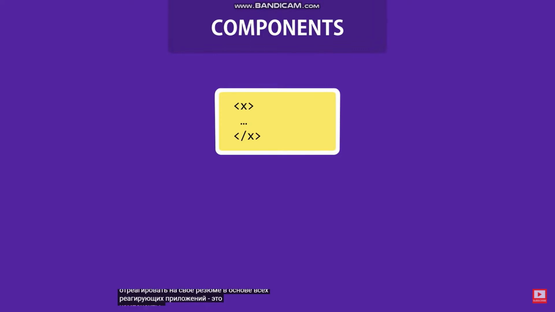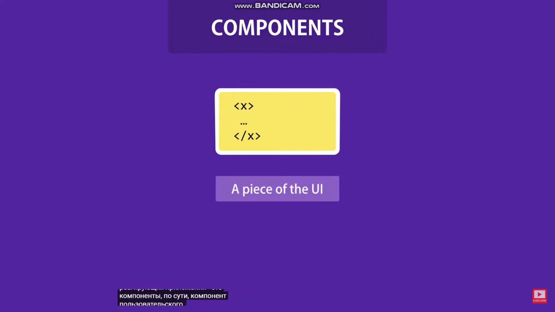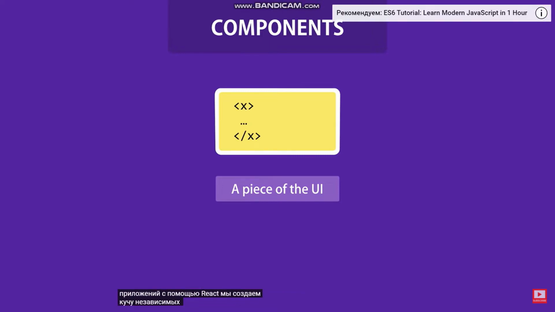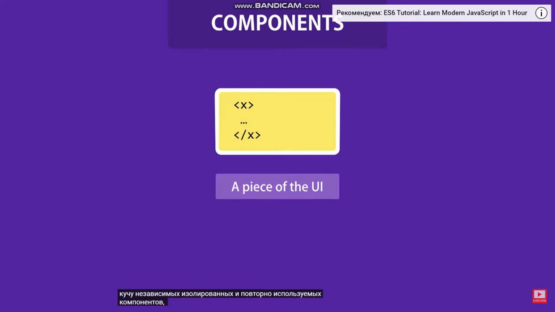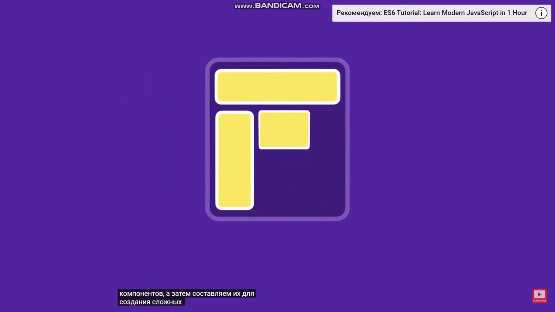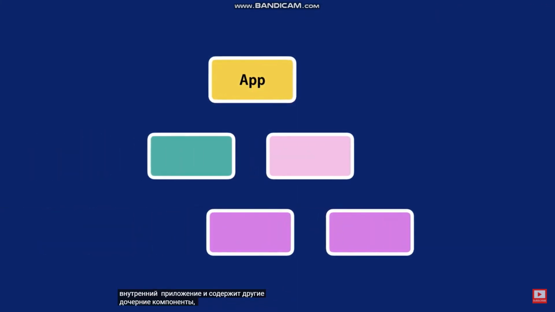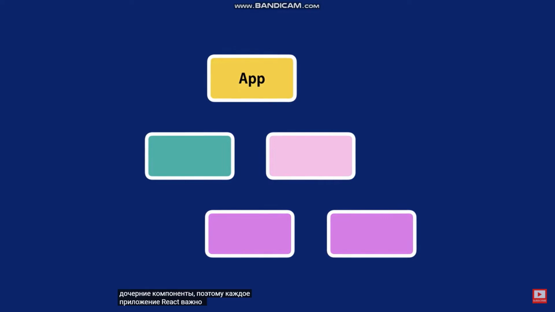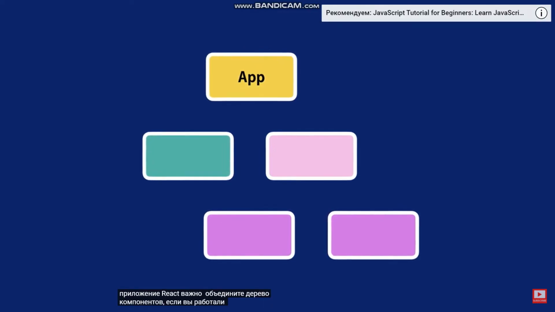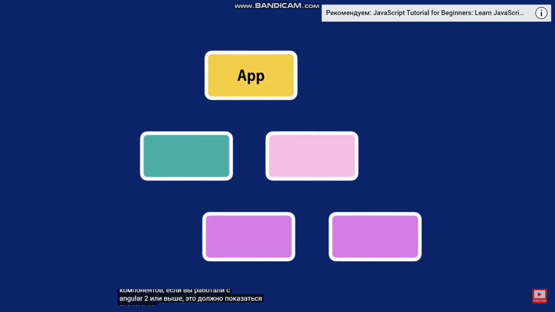At the heart of all React applications are components. A component is essentially a piece of the user interface. So when building applications with React, we build a bunch of independent, isolated, and reusable components and then compose them to build complex user interfaces. Every React application has at least one component, which we refer to as the root component. This component represents the entire application and contains other child components. So every React application is essentially a tree of components. If you have worked with Angular 2 or higher, this should sound familiar.